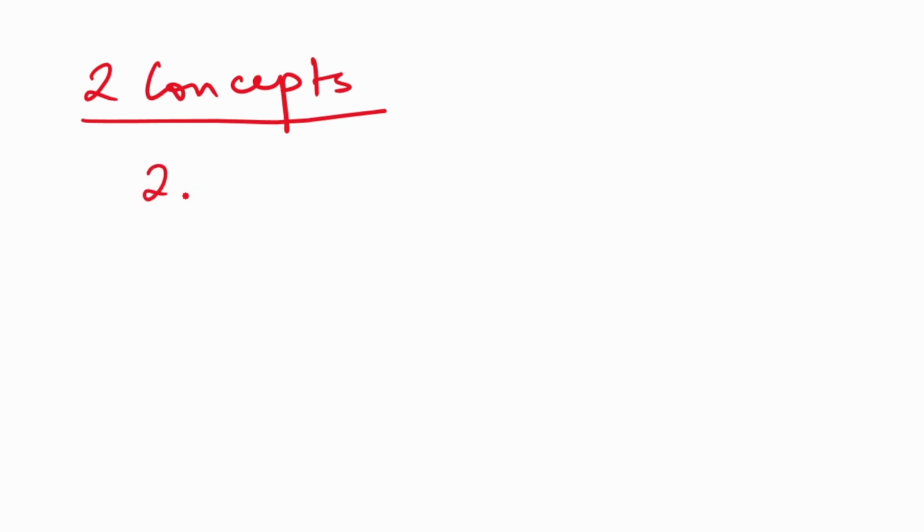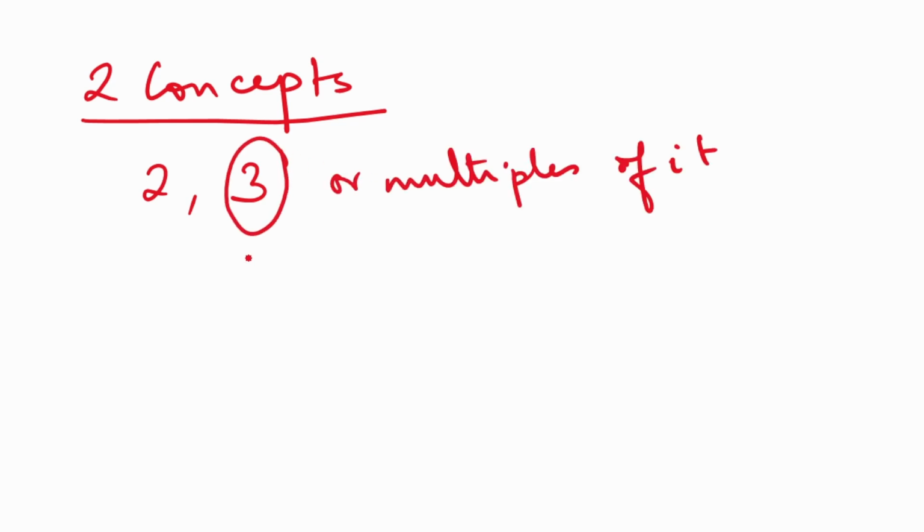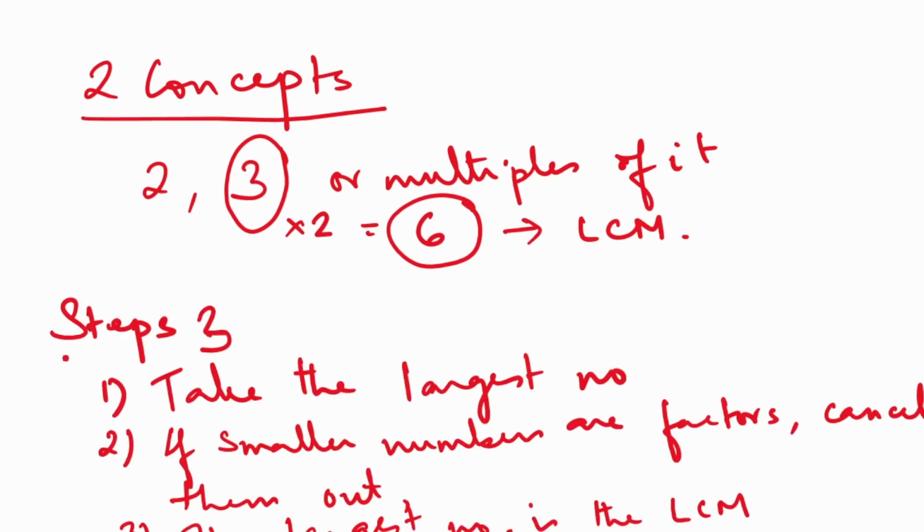This brings us to 2 concepts which you must understand for the purpose of the exams. If you're asked to tell me the LCM of 2 and 3, the number will either be the largest number or multiples of it. Since 3 is not the LCM, we will multiply the largest number with the next number. 3 2s are 6, and see whether 6 is a multiple of 2. If it is, then 6 becomes the LCM. So this has 3 steps. Take the largest number, see if the smaller numbers are factors. If they are, then cancel them out. Then the largest number is the LCM.